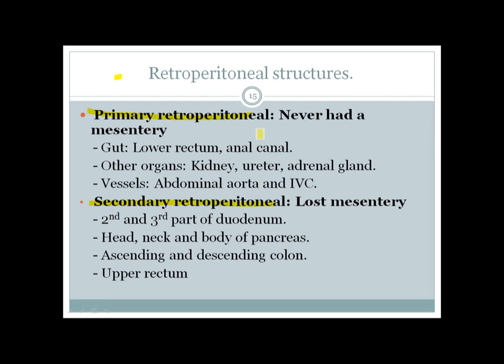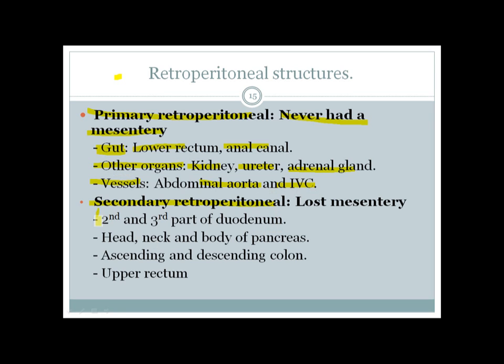Primary retroperitoneal structures never had a mesentery. They were always behind the peritoneum. From the gut structure, the lower rectum and anal canal never had a mesentery. Other organs, which are the kidney, ureter, and adrenal gland, never had a mesentery. And vessels like the abdominal aorta and inferior vena cava never had a mesentery.